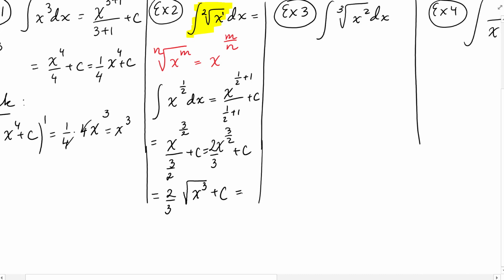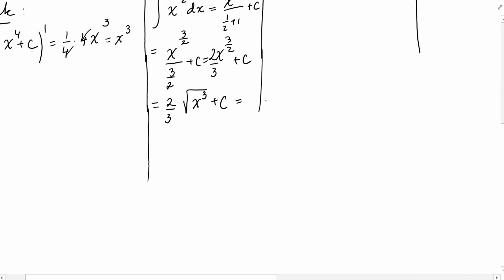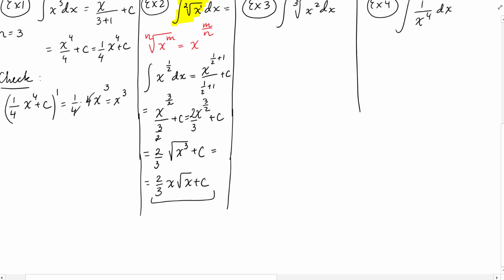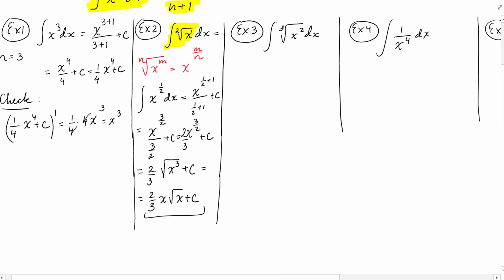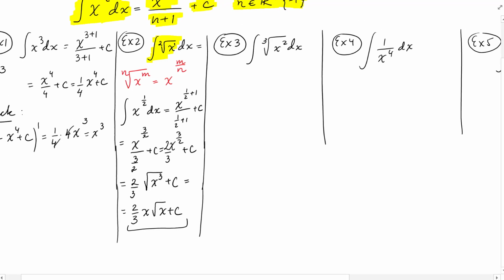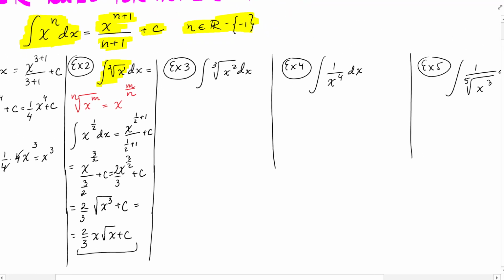But in math, we always simplify our answers. So it's going to be 2 over 3 x square root of x plus c. Taking a look at the original problem, we get 2 over 3 x square root of x plus c. Now we can have another type of example, like the cube root of x to the second dx.